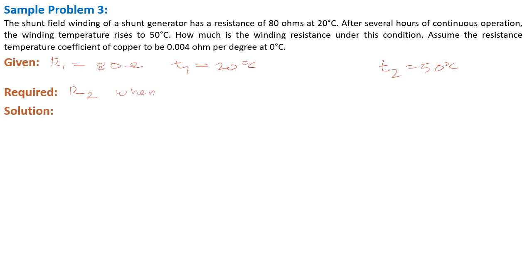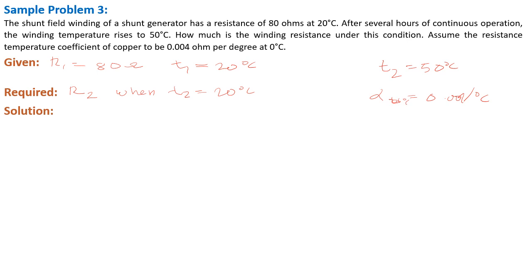When T2, of course, is equal to 20 degrees Celsius. Okay? So another given here is that our temperature coefficient of resistance, that's alpha T1. Now if you remember, our alpha T1 here is equal to 0.004 per degree Celsius, at 0 degrees Celsius. Of course, this is alpha at 0 degrees Celsius. Okay, this is 0 right here. Alpha T1, or alpha at 0 degrees Celsius.